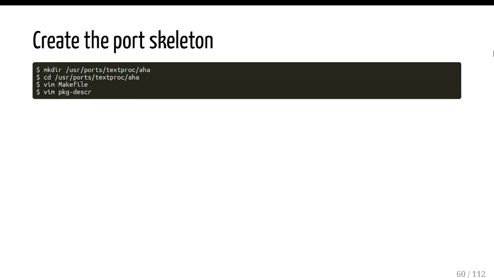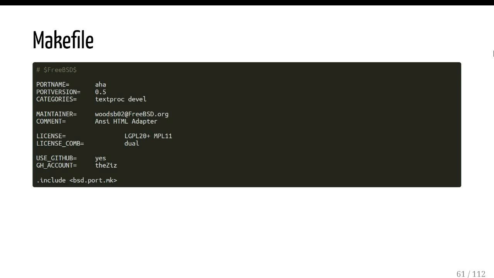Then you've got to create the port skeleton, which essentially consists of a ports Makefile, and I created this initial skeleton here, and it defines things like, well, where do you download this from? Well, it's GitHub, and the GitHub account is theZiz, and then you have to define a maintainer, and this is basically you're promising to maintain this port. Define a little bit about the license. The nice thing about this program is it has a dual license. It can be under the LGPL or the Mozilla Public License, or either, whichever suits you. And then, of course, the magic include bsd.port.mk at the bottom.